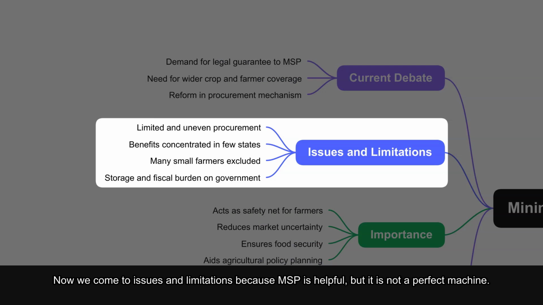Now we come to issues and limitations, because MSP is helpful, but it is not perfect. One major limitation is limited and uneven procurement. Even if MSP is announced, the actual benefit depends on whether procurement happens on the ground. The second limitation is that benefits are concentrated in a few states. In many regions, procurement infrastructure is weak, so farmers may still sell below MSP.